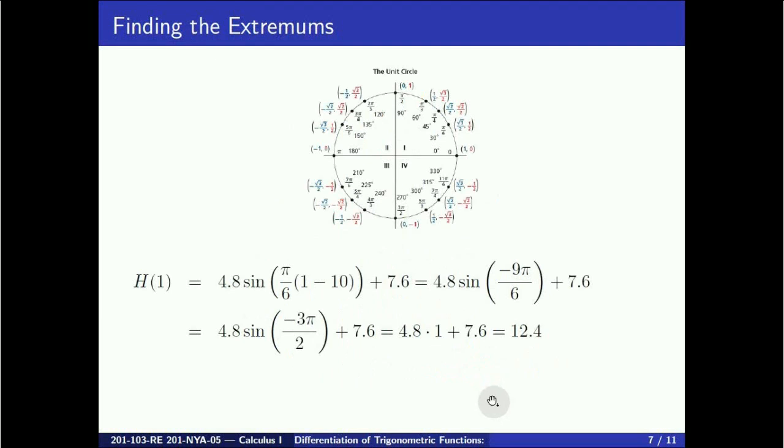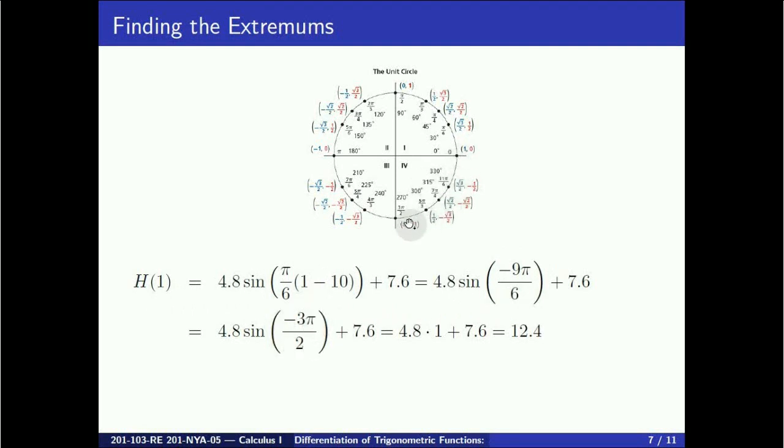So the next step is to replace those values of t in our function h and check what kind of values we get from those, and see which ones are minimums and which ones are maximums. So if we replace t by 1, we get 4.8 sine of pi over 6 times (1 minus 10), plus 7.6. So the inner expression is minus 9 pi over 6. That's the same as minus 3 pi over 2.